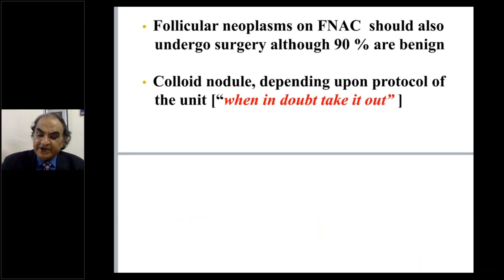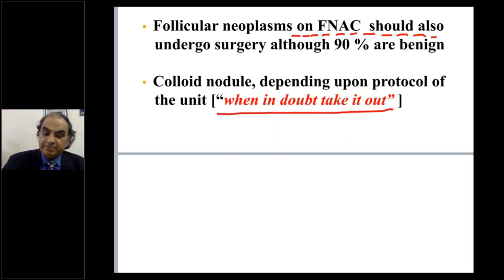Then follicular neoplasms on FNAC should also undergo surgery. Now, with the Bethesda system in place, why do we need the Bethesda system? Why do we need TI-RADS? Why do we need BI-RADS? It is to standardize the reporting. So if there is a Bethesda report, we know where to do what. I've already given that table, so you should not be confused. But when in doubt, as I always say in surgery, take it out. You should not leave it to become either toxic or malignant. This would be a blunder. It's a good cancer to treat if it happens, and if you can prevent it, it's an ideal scenario to be in as a surgeon.